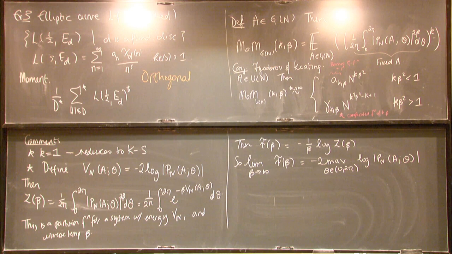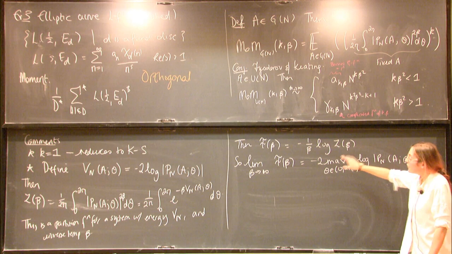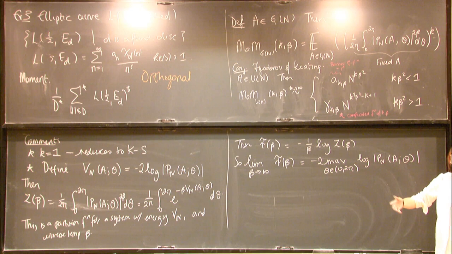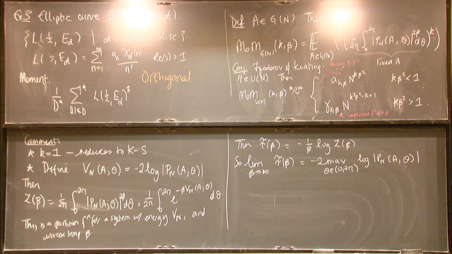What I want to comment now is that if you can get fine enough information by studying the moments of moments for all beta, you could get good information on the maximum of the log of the characteristic polynomial. And this has a related counterpart in number theory. The maximum of the log of the zeta function in short intervals has been of great study in recent years. So I'll just mention a couple of names.